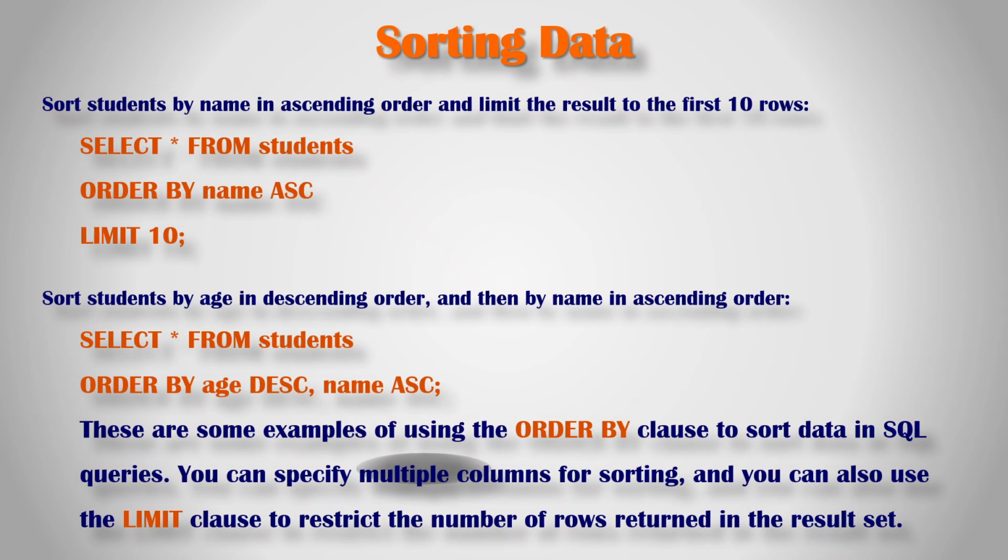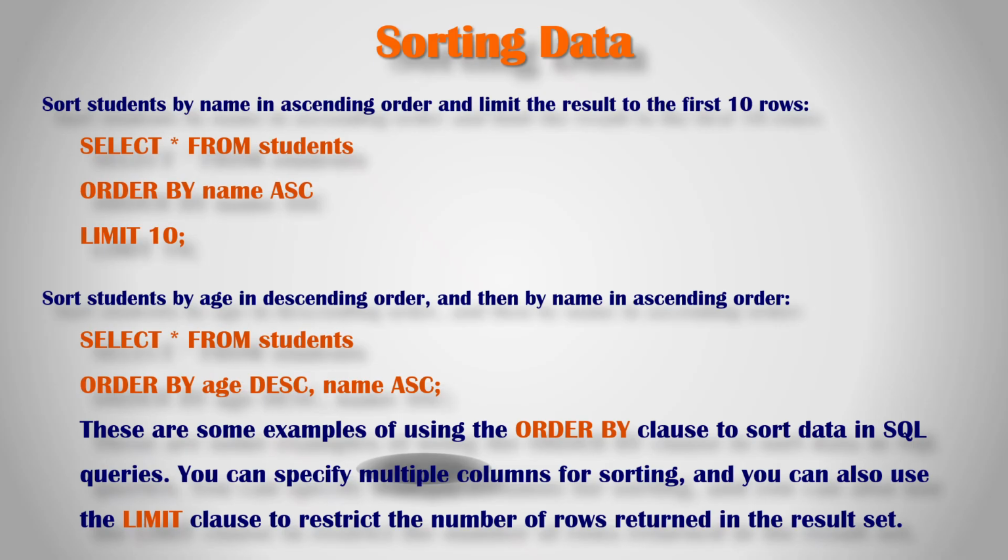Sort students by name in ascending order and limit the result to the first 10 rows: SELECT * FROM students ORDER BY name ASC LIMIT 10. Sort students by age in descending order and then by name in ascending order: SELECT * FROM students ORDER BY age DESC, name ASC.